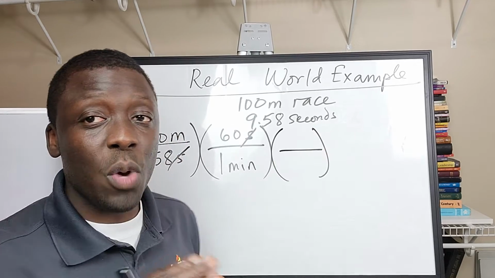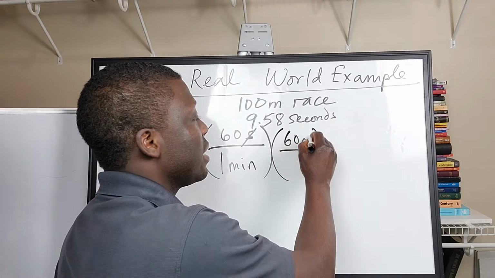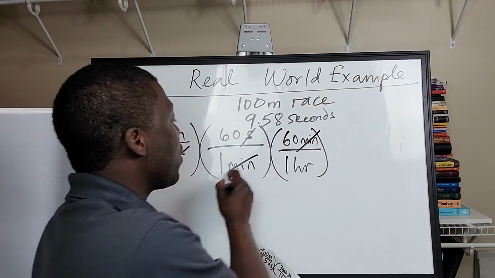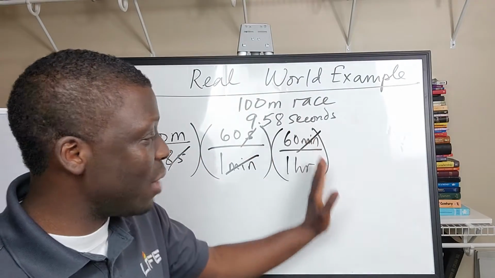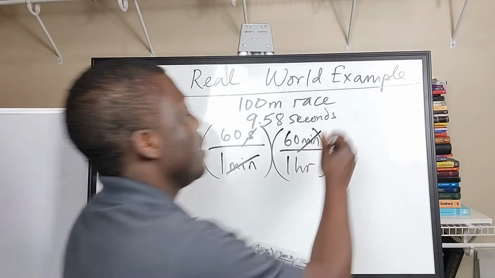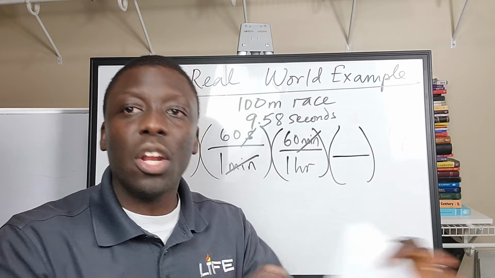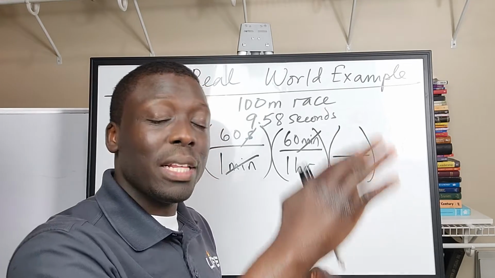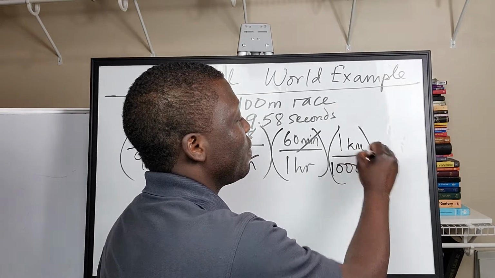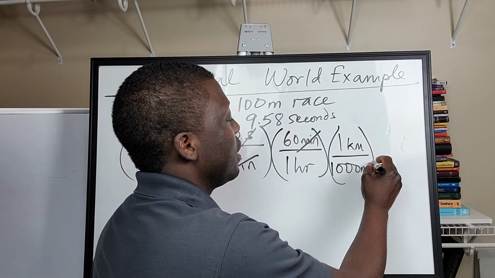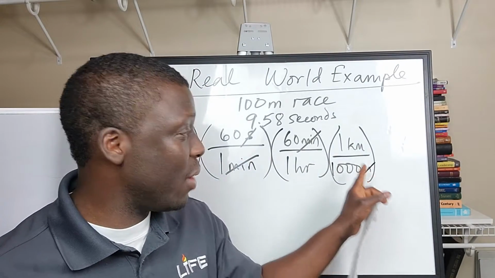Then the next one is we're going to change that minute to hours, or 60 minutes, 1 hour, right? So now we've changed the seconds to minutes and now to hours, so per hour, okay? Now we look at the distance portion, 100 meters. We want to change that to kilometers, right? Let's look at the meter-kilometer relationship. 1,000 meters, 1 kilometer, right? So we've canceled the meter portion and we have kilometers hanging out, waiting for us.